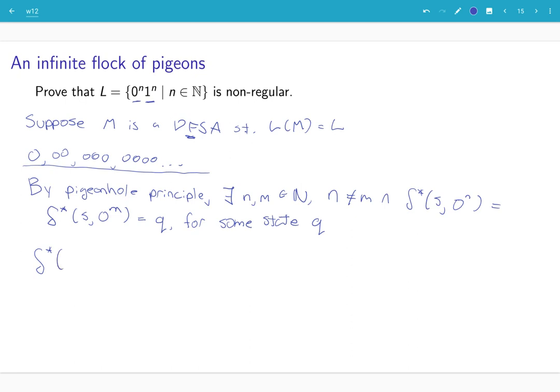So consider delta star q, 1 to the n. Is it accepting? If it is, then we are bad because we accept 0 to the m, 1 to the n, where m is not equal to n.